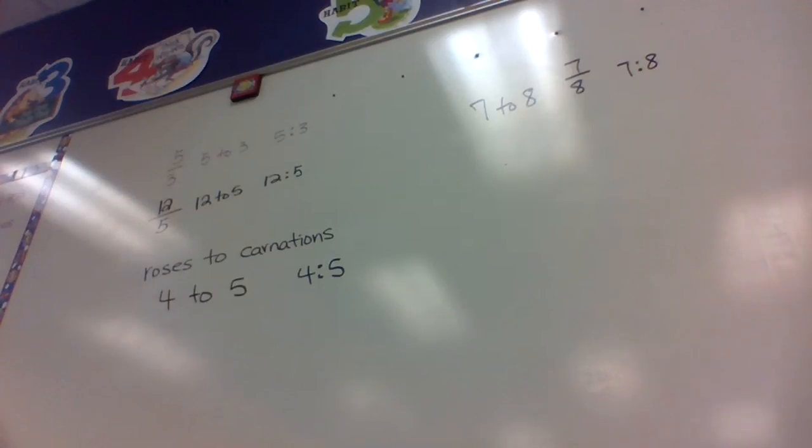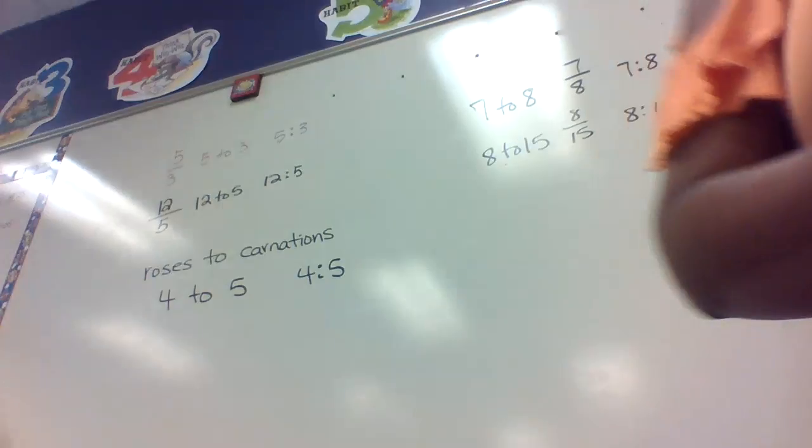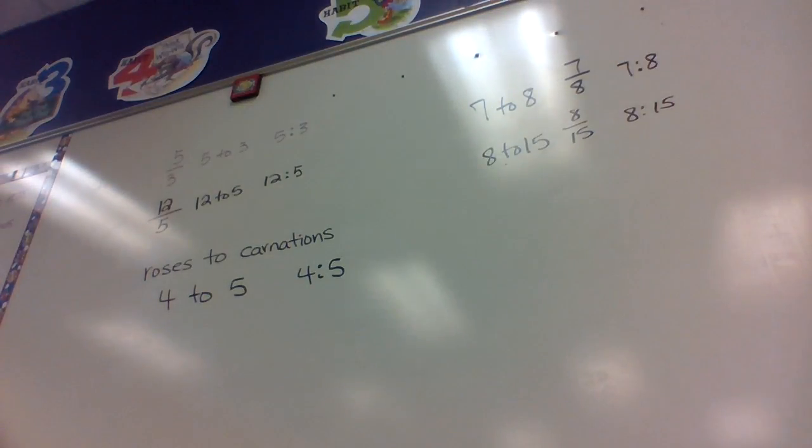All right, number 5. It says write the ratio of dimes to total number of coins in at least 2 different ways. Dimes to total. How many dimes? 8. What's the total? 15. So you can write either one of those 2 ways.